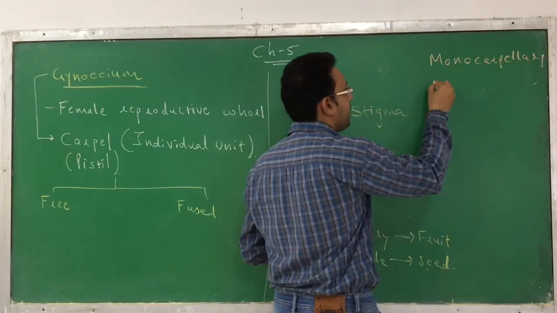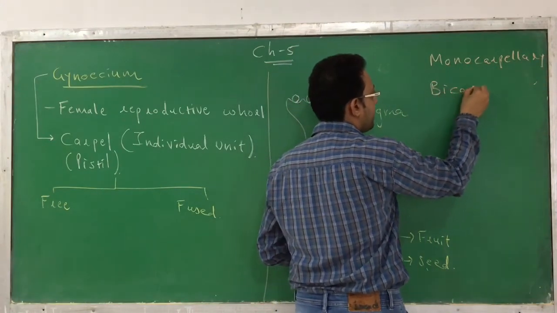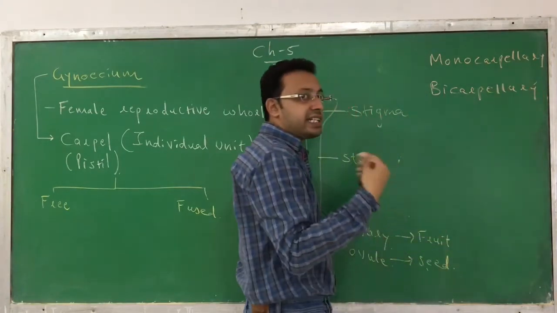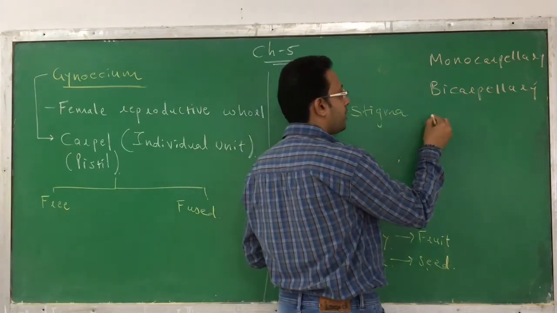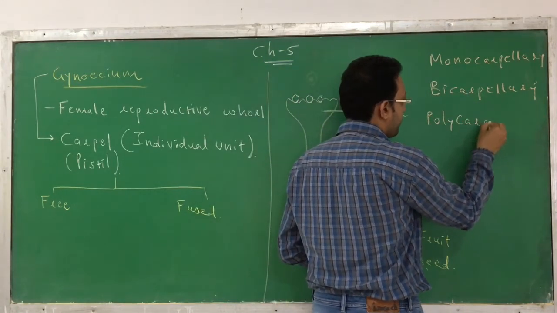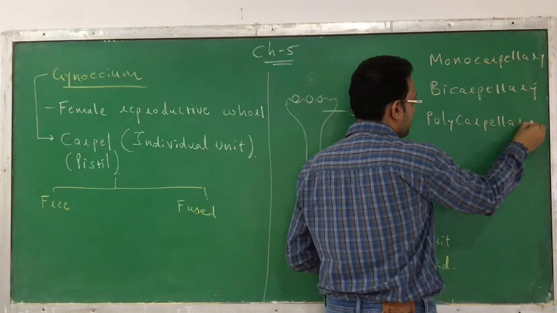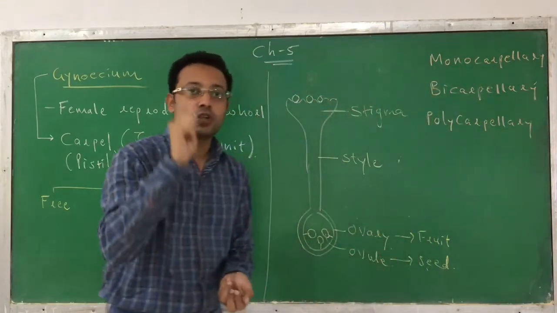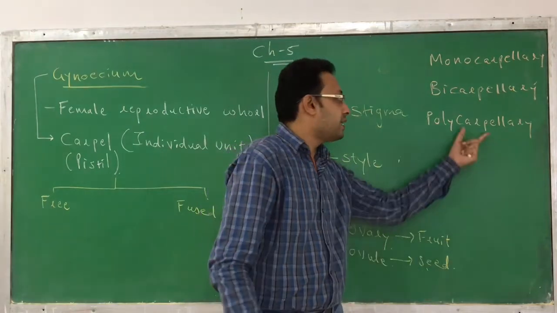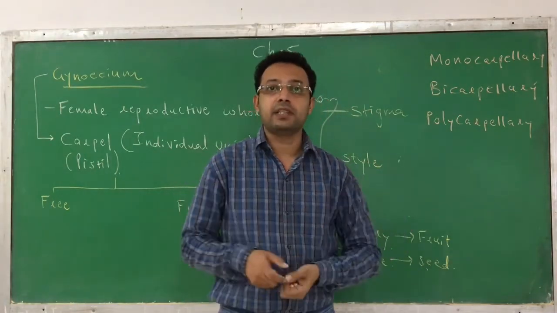If it consists of 2 carpels, then we call it a bicarpellary flower. And if it contains many carpels, then you can call it multicarpellary, or a polycarpellary flower. In the monocarpellary, there is only 1 carpel. In bicarpellary, there are 2 carpels, and in polycarpellary, there are many carpels.